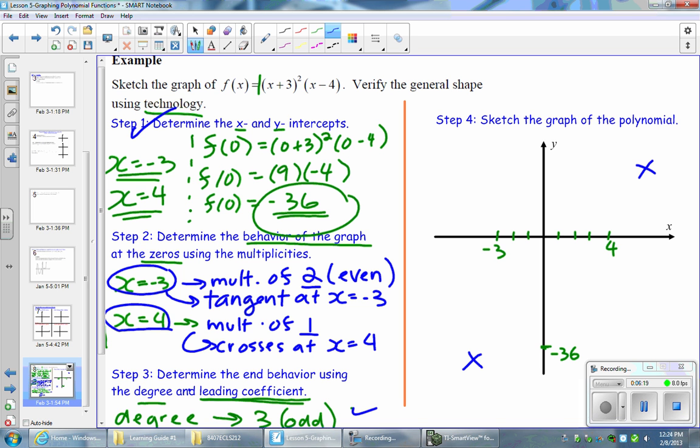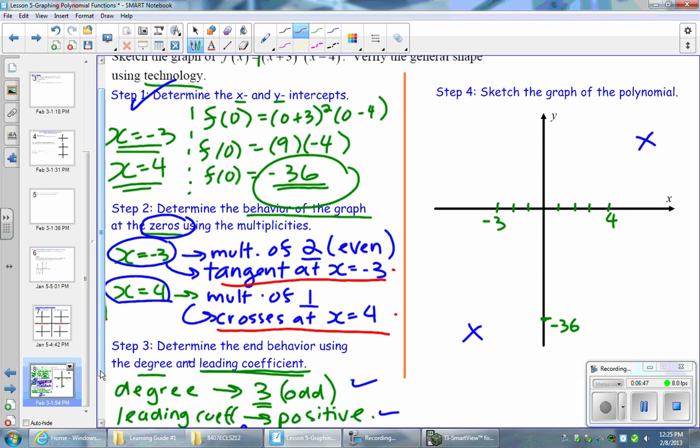Now we want to use the behavior of the graph at the zeros to figure out what our graph could look like here. So at x is equal to -3, we know that the graph is going to be tangent at that point. Okay? And then at x is equal to 4, we know that it's going to cross at x is equal to 4. Okay? So we have tangent and crosses. And we also need to take a look at the end behavior. We have to make sure that our graph ends up in quadrants 1 and 3.